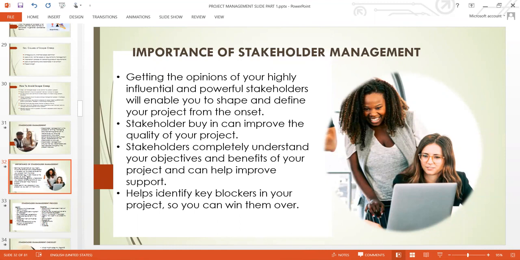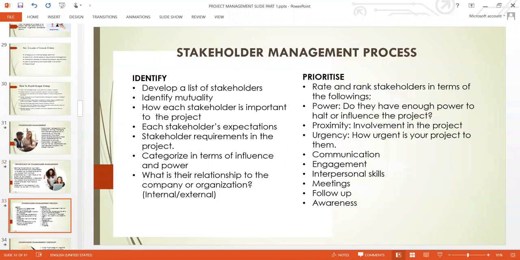Important stakeholder management will help identify key blockers in your project so you can win them over. So these are the importance of effective stakeholder management. So let's look at some of the processes.